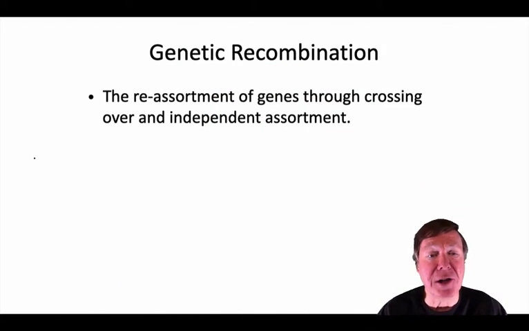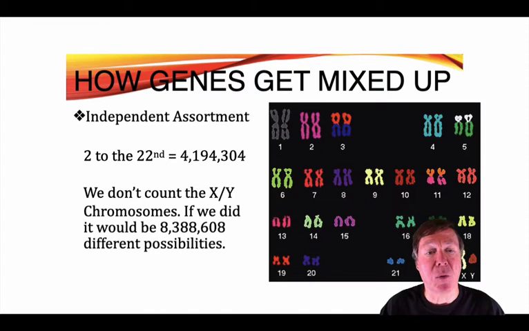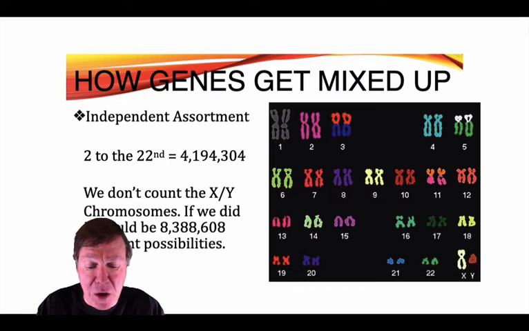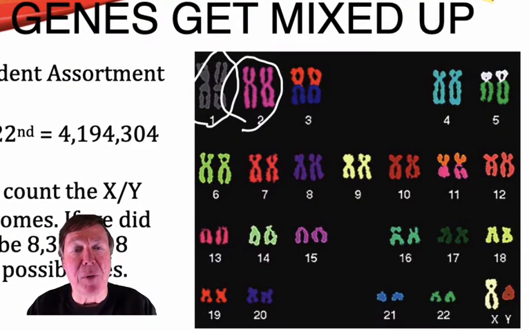Genetic recombination. We talked about this in the meiosis unit and a little bit in the past this unit. We're talking about the reassortment of genes through basically two things we've already talked about in unit 6, meiosis: crossing over and independent assortment. What are those? Well, independent assortment, remember, each one of these pairs of chromosomes is going to be separated. That's Mendel's second law, the law of segregation, principle of segregation.